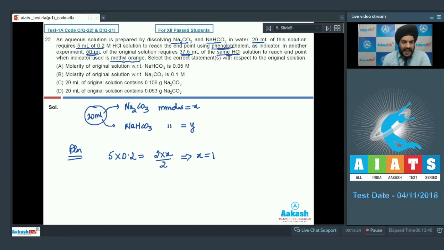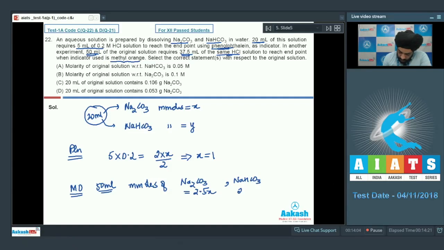Now, students, it is given to us that 50 ml of the original sample was taken. So all the assumptions which we had made were done in 20 ml solution. So now we have to take this factor into account. So in methyl orange, we have 50 ml. So the millimoles shall be equal to 2.5 times the initial value. So millimoles of Na2CO3 is equal to 2.5X, and the millimoles of NaHCO3 shall be equal to 2.5 into Y.